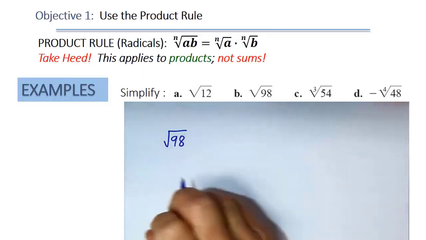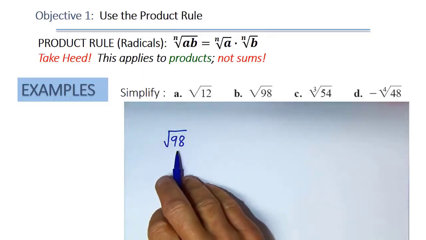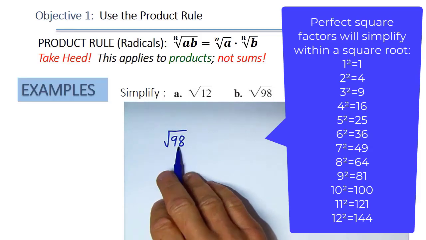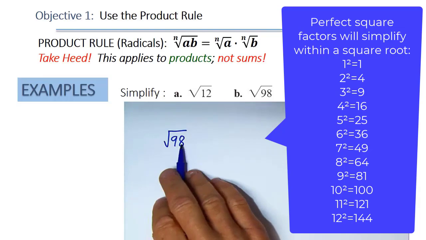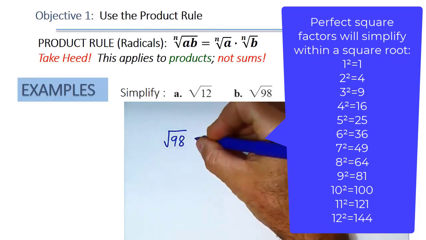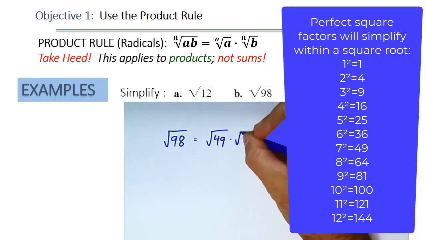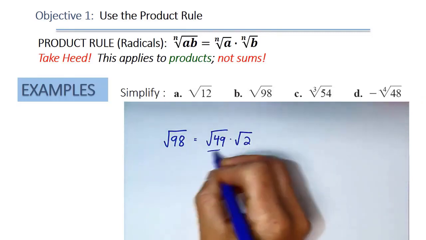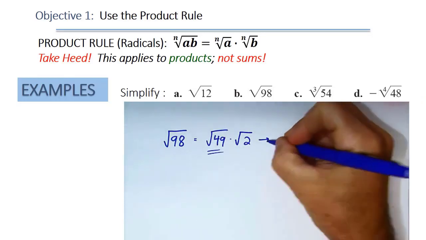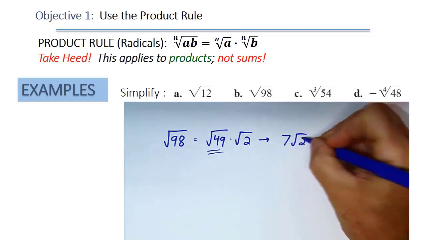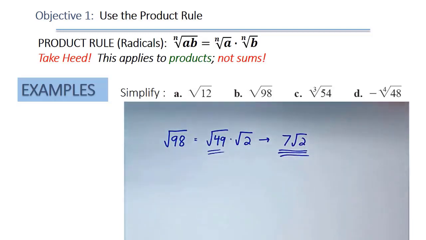Okay, the square root of 98. Well, you got to look for perfect squares that are factors of 98. So you start going through your perfect squares like 4, 9, 16, 25, 36. None of those are factors, but 49 is. The square root of 98 is the same as the square root of 49 times the square root of 2. And the advantage there is the square root of 49, we know what that is. That is 7 times the square root of 2. And so now we've simplified that expression.